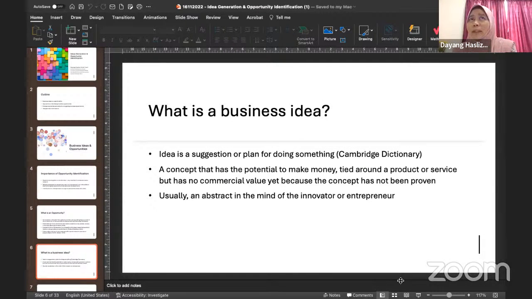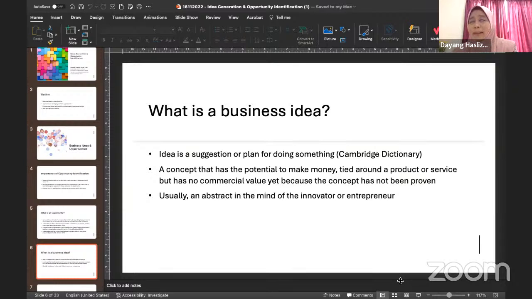However, what is a business idea? I said just now that opportunity begins with ideas. So what is a business idea? Is it the same as a business opportunity? Can all our ideas be turned into business opportunities? No, not all. An idea is a suggestion or plan, a notion, a thought, which is still in your mind.